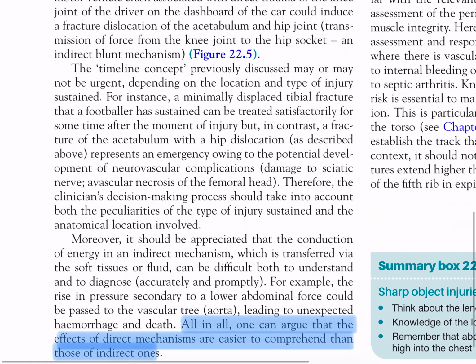The timeline concept previously discussed may or may not be urgent depending on the location and type of injury sustained. For instance, a minimally displaced tibial fracture that a footballer has sustained can be treated satisfactorily for some time after the moment of injury, but in contrast, a fracture of the acetabulum with a hip dislocation, as described above, represents an emergency owing to the potential development of neurovascular complications, damage to the sciatic nerve, and avascular necrosis of the femoral head.